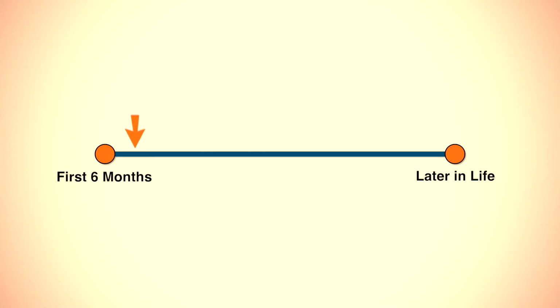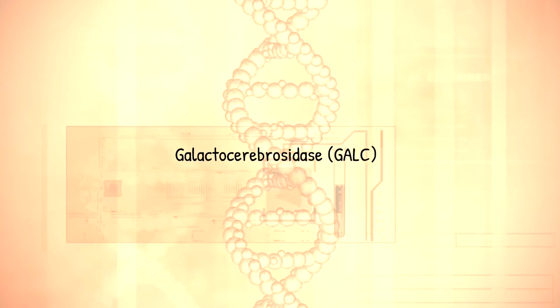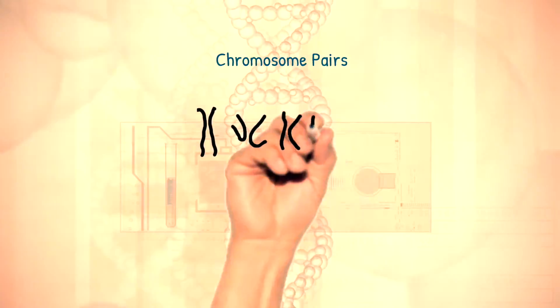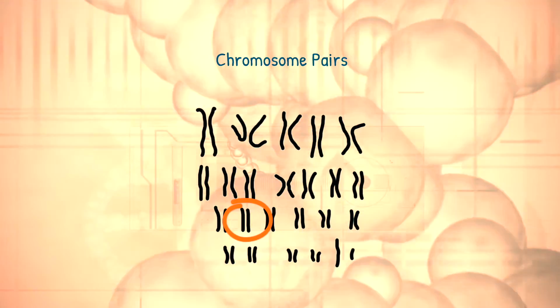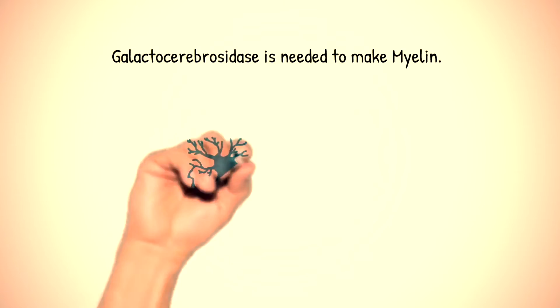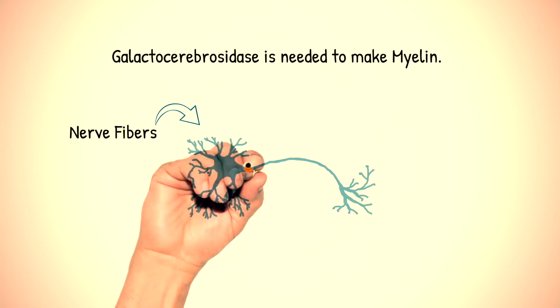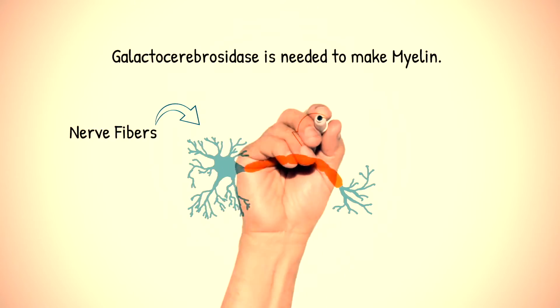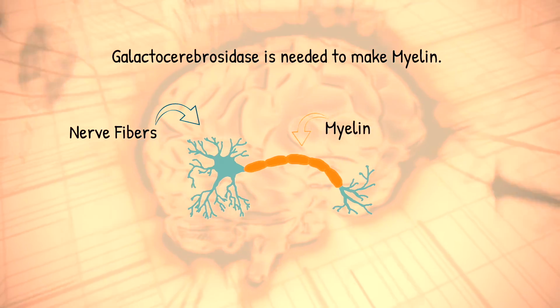of 2. Krabbe disease is an autosomal recessive genetic condition that affects the GALC gene, which results in an enzyme deficiency of galactocerebrosidase. The GALC gene is located on chromosome 14. Galactocerebrosidase is needed to make myelin. Myelin is an essential material your body uses to surround and protect nerve fibers. Without this protective coating, nerves in the brain and other parts of the body will not work properly.